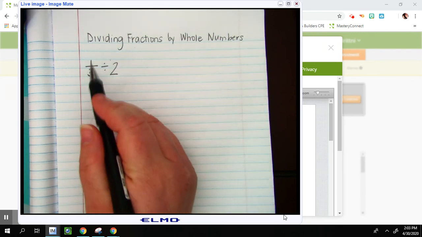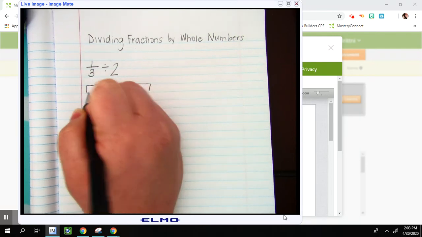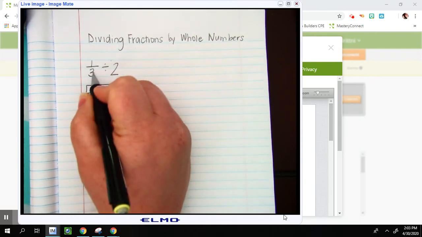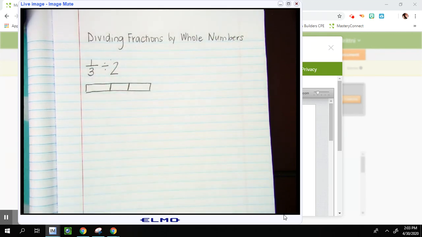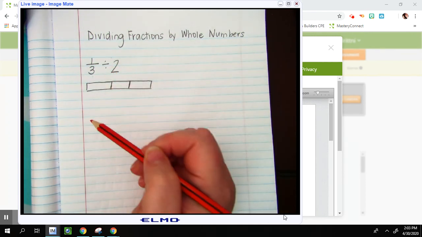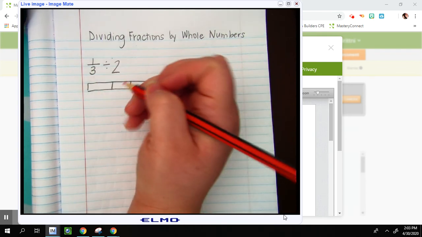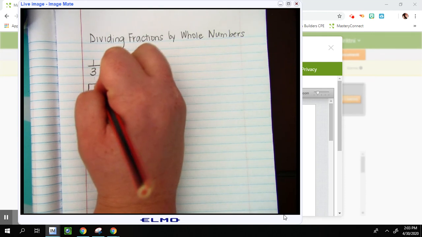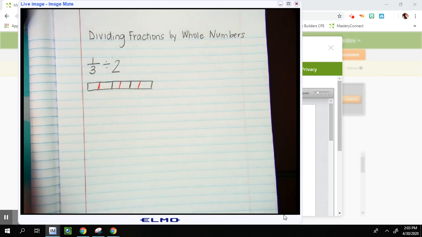So since I'm starting with a fraction 1/3, I'm going to draw a fraction bar. So I'm going to draw a whole fraction bar. And because this is 1/3, I'm going to split this into 3 pieces, or split it into thirds to represent the thirds that we see here. Now I'm dividing this by 2, so I'm going to split each one of these sections into 2 pieces. So I'm going to use a different color so that I can keep track easily. And I'm going to split each section into 2 pieces.